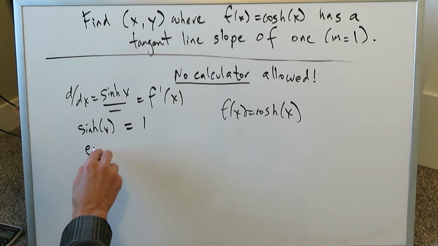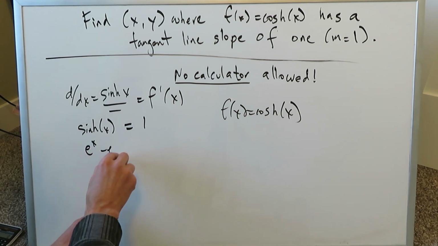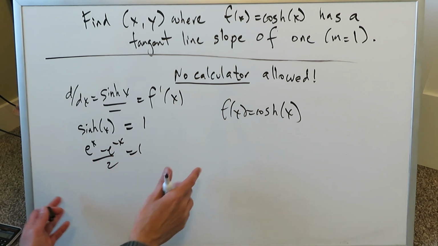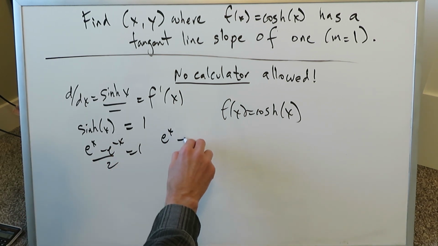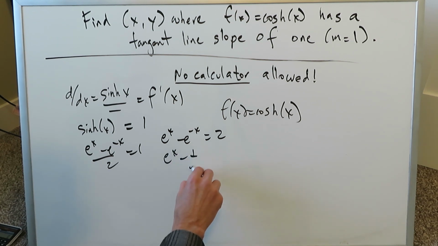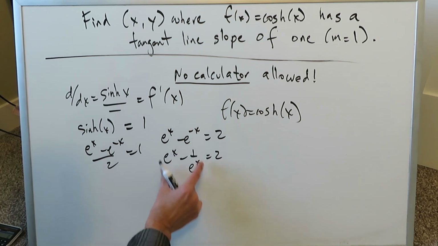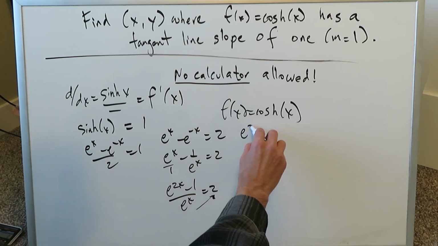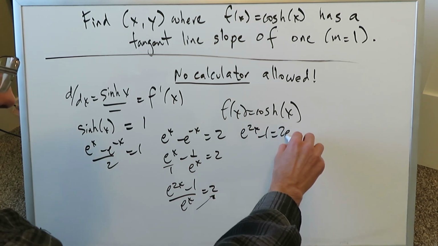We know the definition of sinh x is (e^x minus e^(-x)) over 2, which is equal to 1. Solve for this x, and we cannot use a calculator. e^x minus e^(-x) is equal to 2. e^x minus 1 over e^x is equal to 2. Common denominator: (e^(2x) minus 1) over e^x is equal to 2. Take this e^x to the other side: e^(2x) minus 1 is equal to 2e^x.